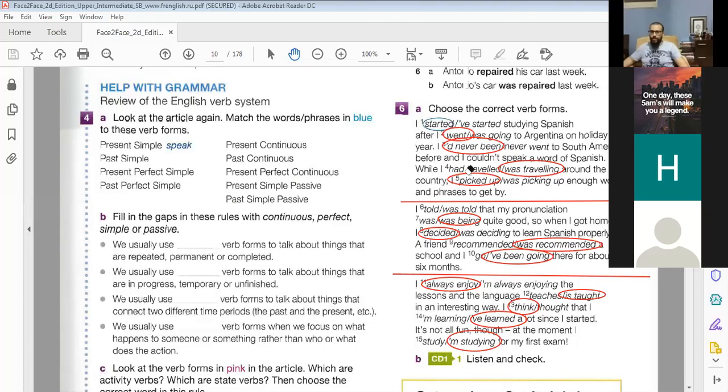What about 3 and 4, Samira? What do you think? I think "while I had traveled around the country", not just "while I had traveled". "While" always comes with... Yeah. Yeah.